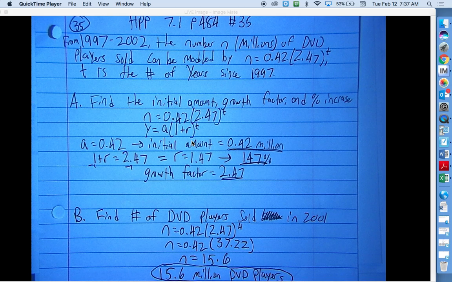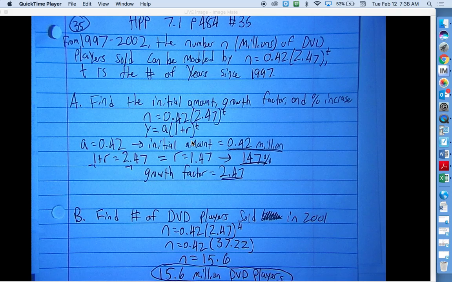You'll look at your homework, look at number 35. So number 35, it says from 1997 to 2002, the number n in millions of DVD players sold can be modeled by the equation n equals 0.42 times 2.47 to the power of t, where t is the number of years since 1997. And part A tells you to find the initial amount, the growth factor, and the percent increase.